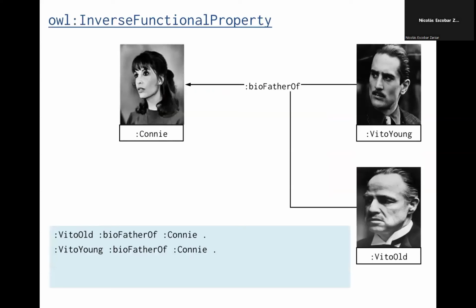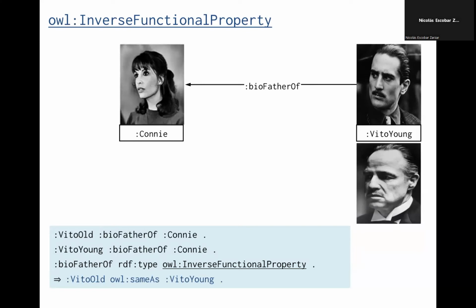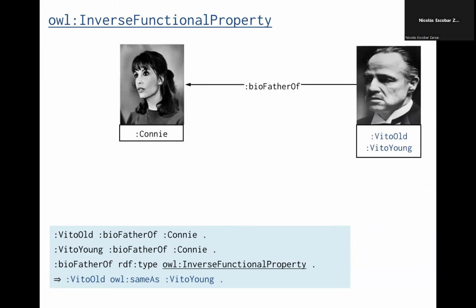So we have inverse functional property. In this case, we have Vito old biological father of Connie and Vito young biological father of Connie. So what we can do is the opposite. We can use something called an inverse functional property, which is the same as functional property, but it goes in the other direction. So what does it mean in this case? It means that these two guys again, Vito young and Vito old, must be the same.